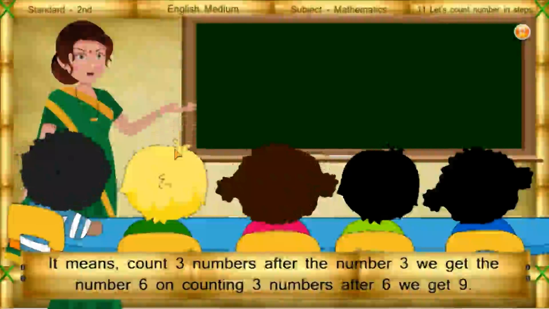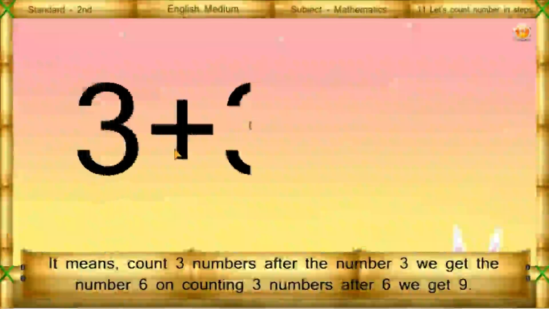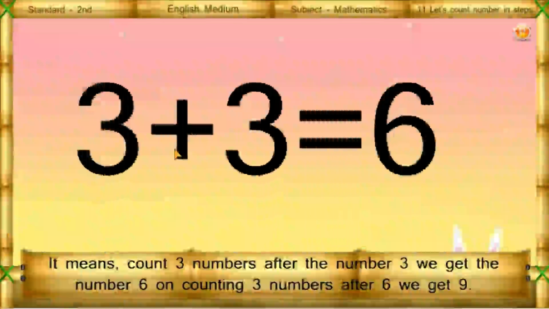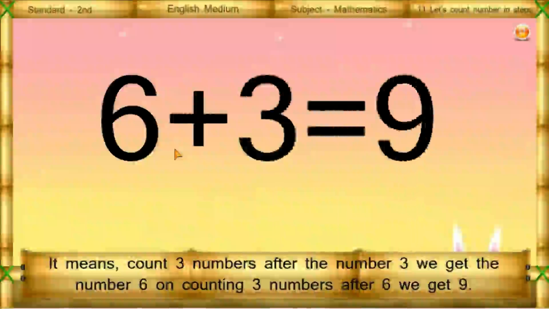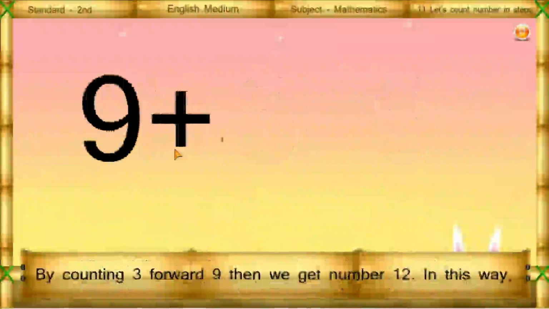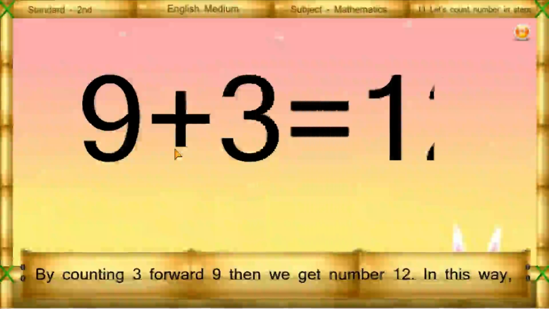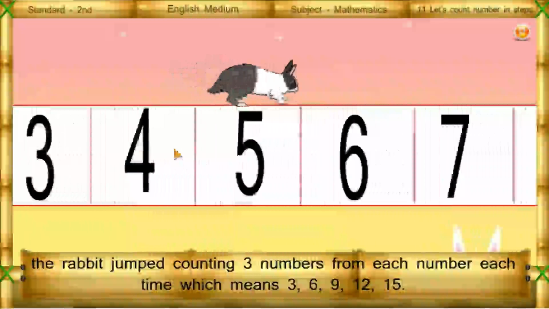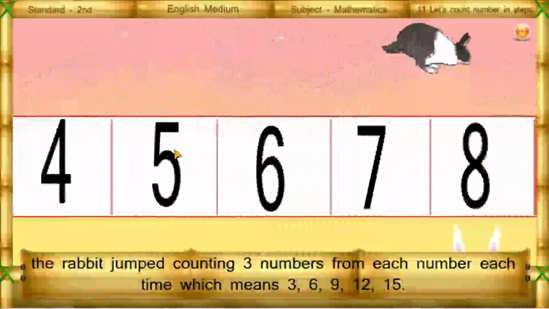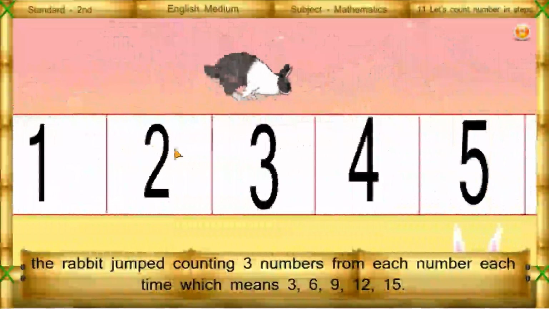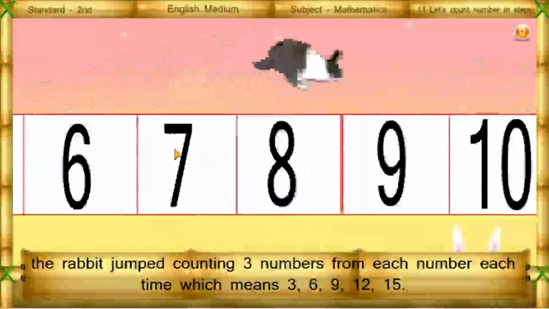It means count 3 numbers after the number 3 and we get the number 6. On counting 3 numbers after 6, we get 9. By counting 3 forward from 9, we get number 12. In this way, the rabbit jumped, counting 3 numbers from each number each time, which means 3, 6, 9, 12, 15.